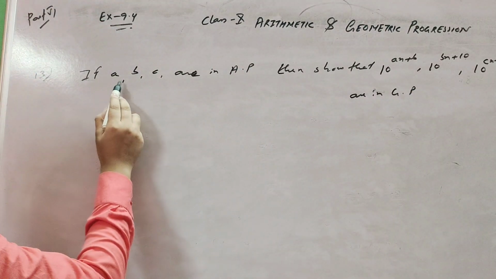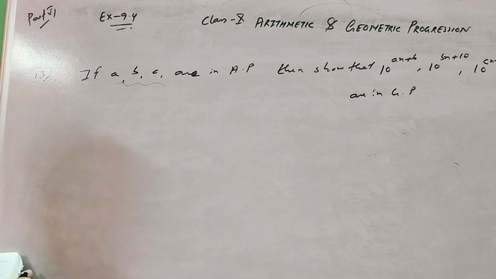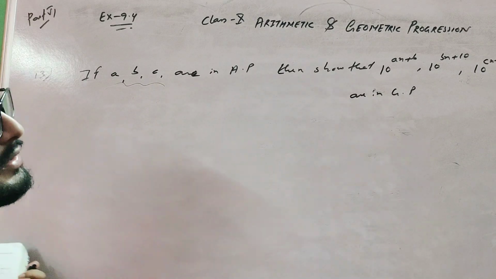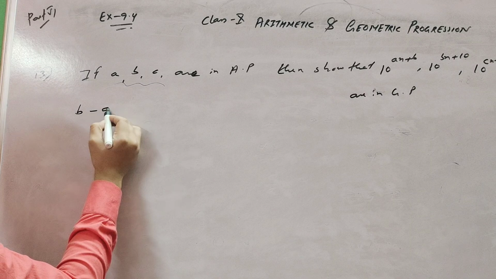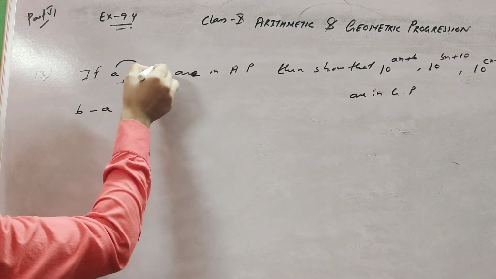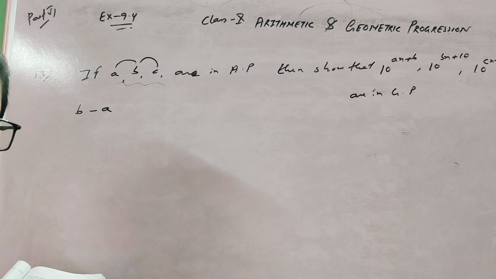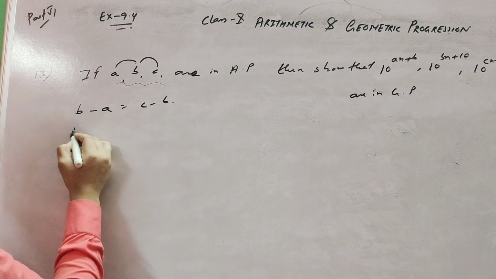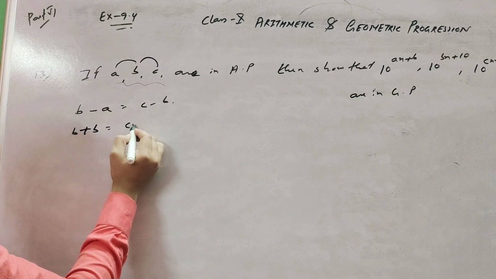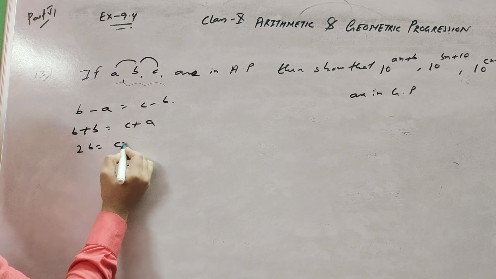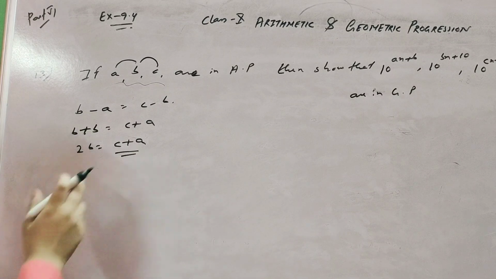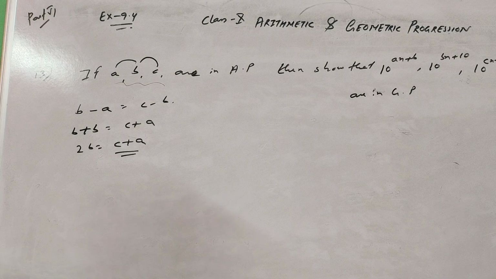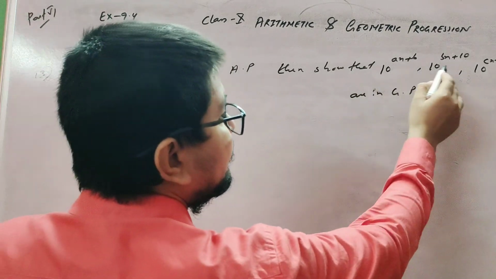The question is clear here: A, B, C are in AP. That means these terms are in GP, you prove that. If A, B, C are in AP, we know that B minus A, the common difference, and C minus B are always equal. So B minus A equals C minus B, B comes to this side, so 2B equals C plus A. What we got is that 2B equals C plus A.